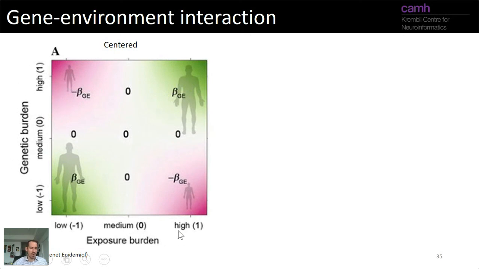It depends on your environmental exposure, right? Same thing for environmental exposure. People who have a low environmental exposure are both large and green and small and purple, and that is not related to your environment, right? And that's determined by your genetic burden, high and low. So you need to know both of these things to identify where someone falls on the spectrum.